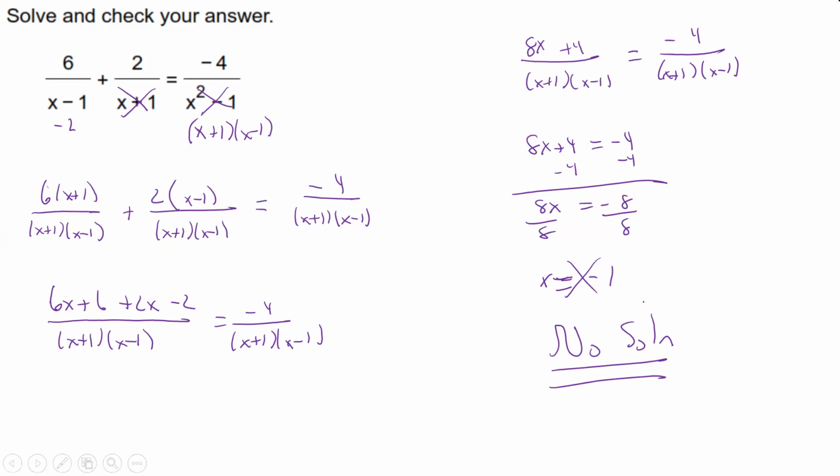Okay. So again, sometimes you're going to get a solution that looks like you have a solution, but then when you do your check, and the key here is you have to do your check to know if it's going to work or not, we find out there's actually no solution to this example.